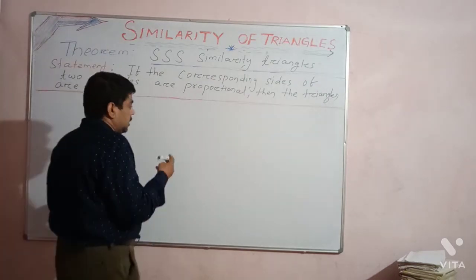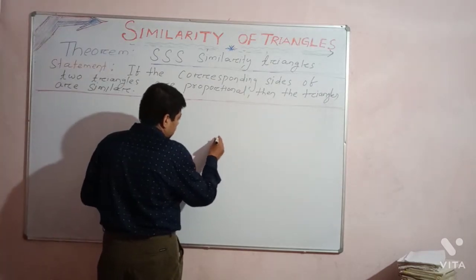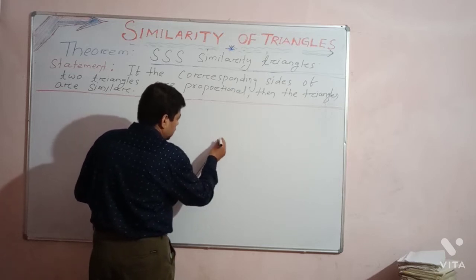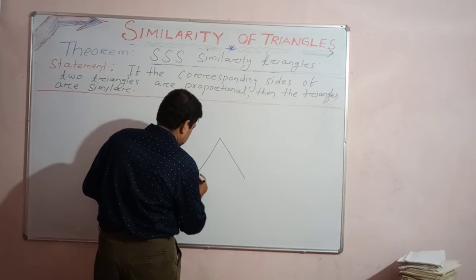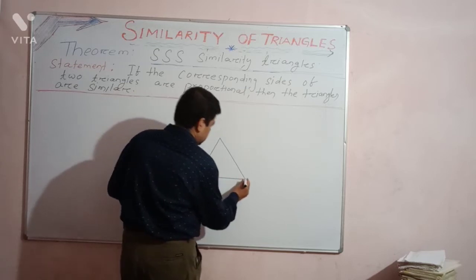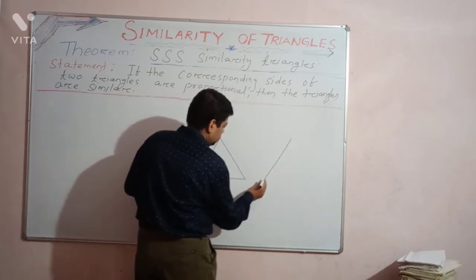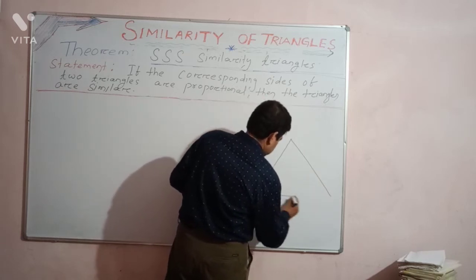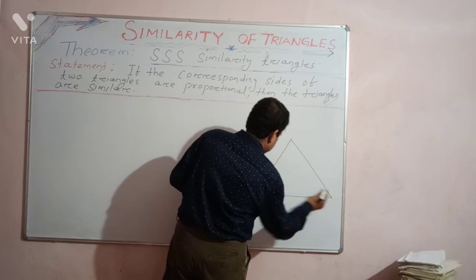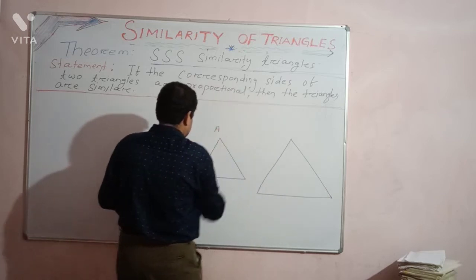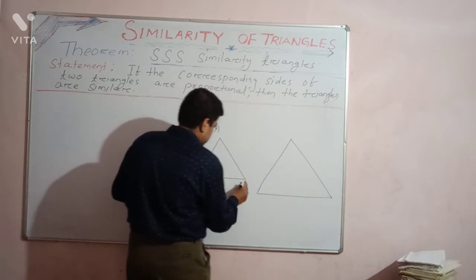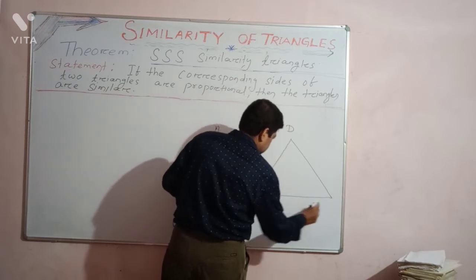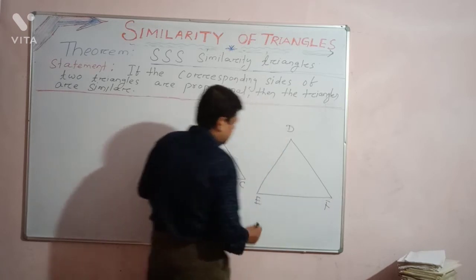Here two triangles are given in front of you. Two triangles I am drawing here. Here one triangle is A, here another triangle. Let us draw two triangles. Is it clear? Here ABC is a triangle, and DEF is another triangle.